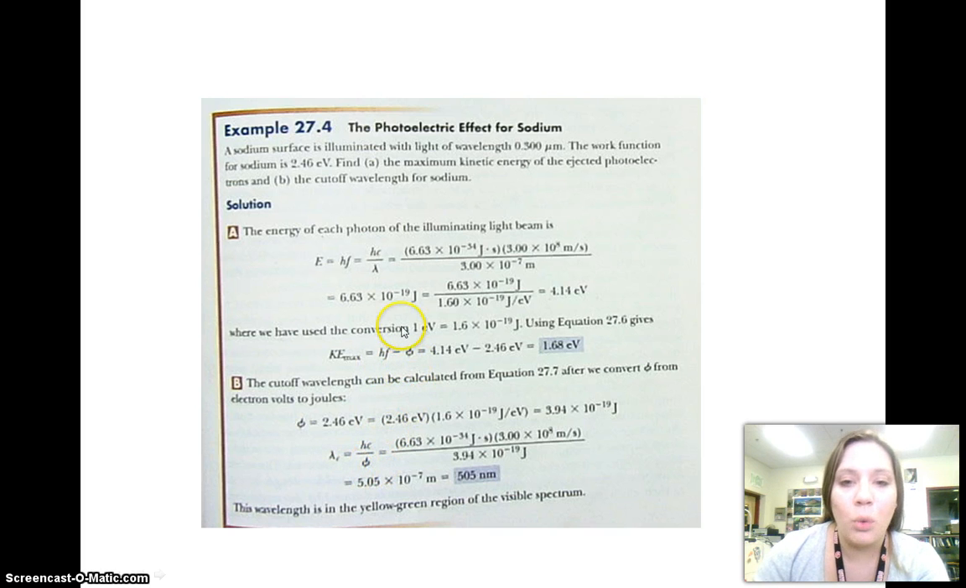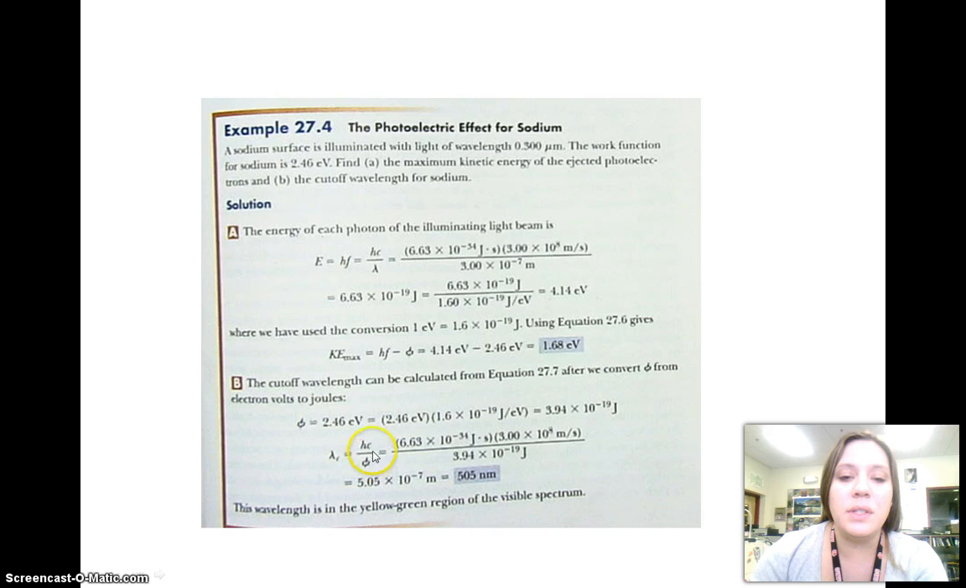Okay, and again, we're asked for wavelength and not frequency, so we just have to use our wave equation to relate frequency to wavelength by including the speed of light. So if we do a little algebra, we get that the minimum wavelength, or the cutoff wavelength, would be h times c over the work function.